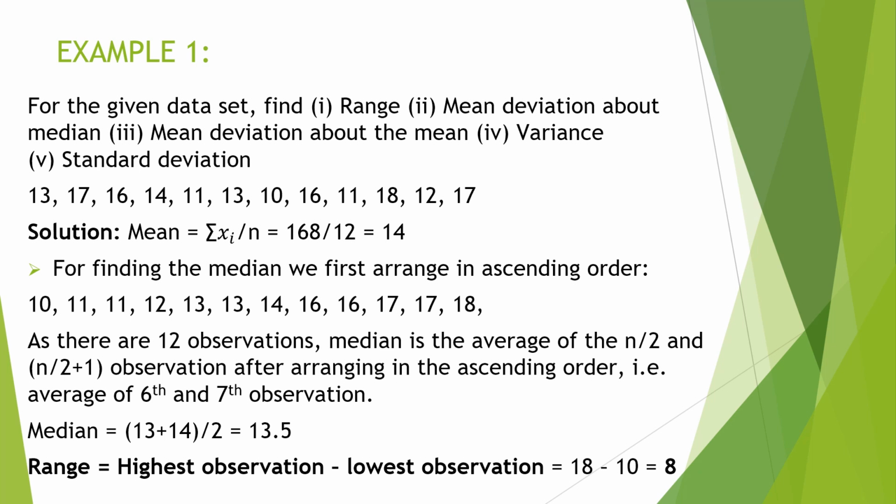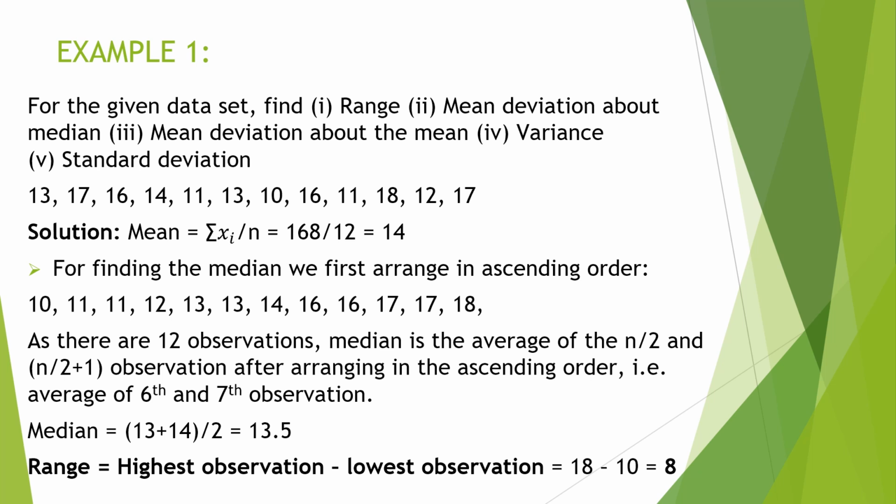First we will find the median and then we can use it afterwards. You know that when you want to find the median, if the number of observations is odd, then it is just the (n plus 1) by 2th observation. But here the number of observations is 12. So median is the average of which two observations? The n by 2th and the n by 2 plus 1th. So here median is the average of the 6th and the 7th observation. So median is 13.5.